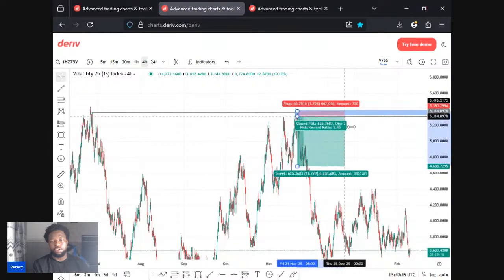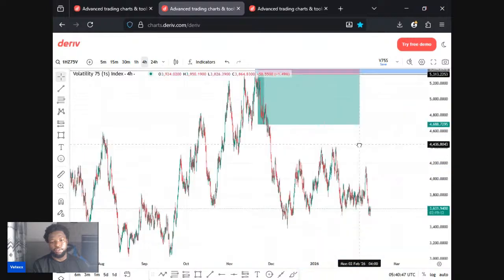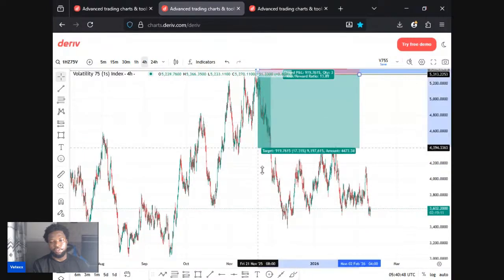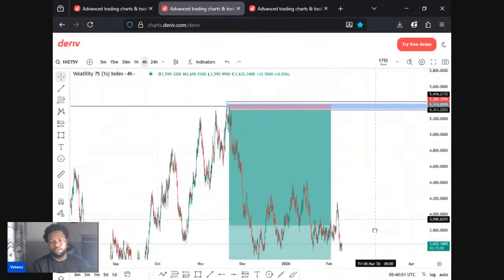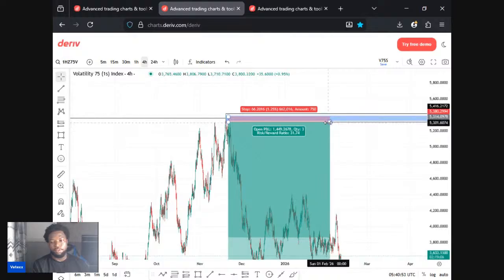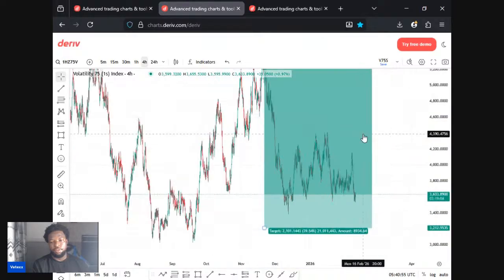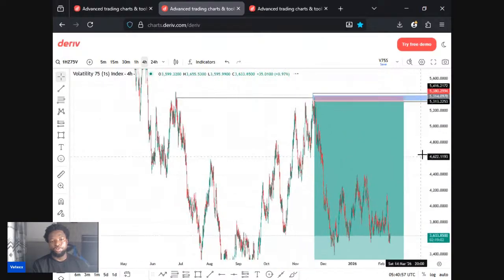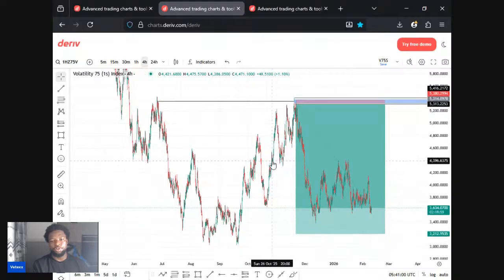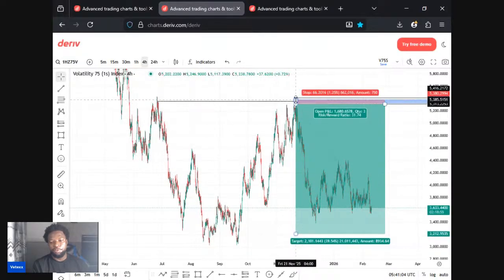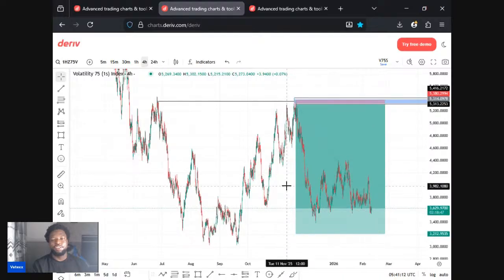Look at this. This is crazy. Because I've given you like 1 to 200, 300 risk to reward. So if you have been holding this trade, I'm holding it since 21st of November till 10th of February. That's crazy. So this is it.